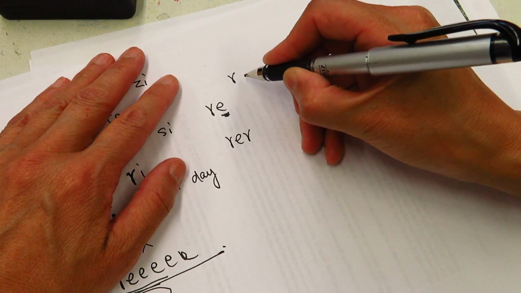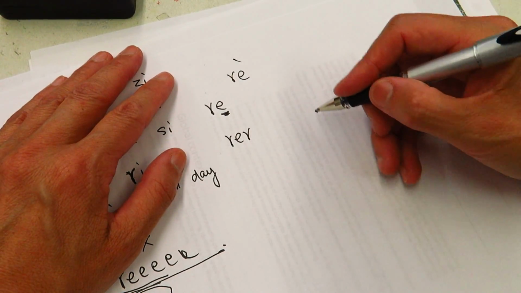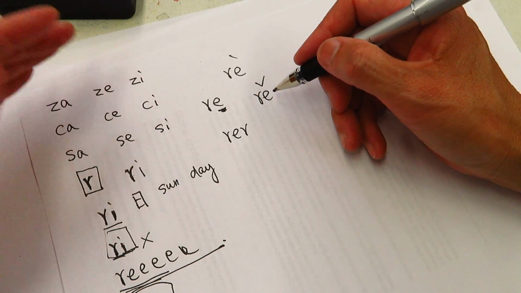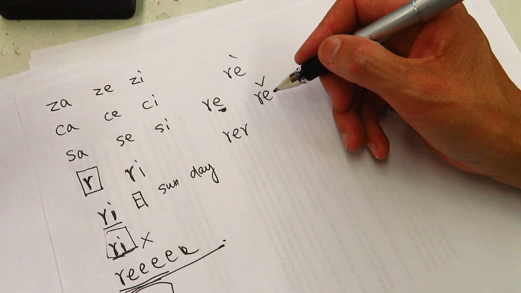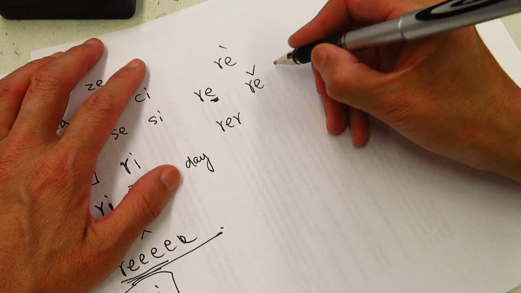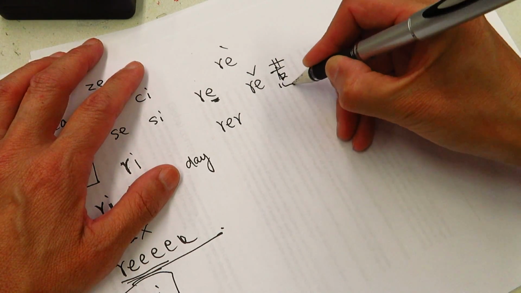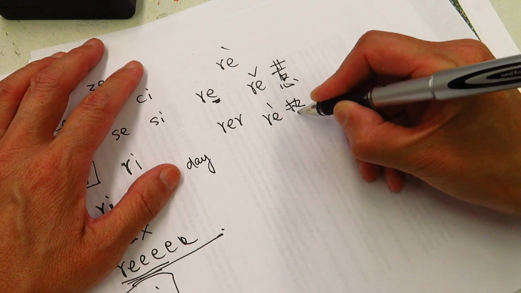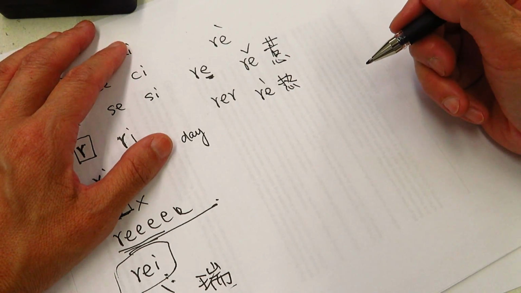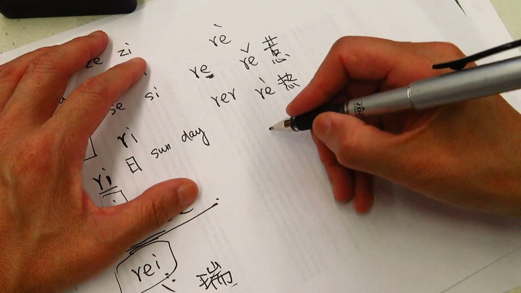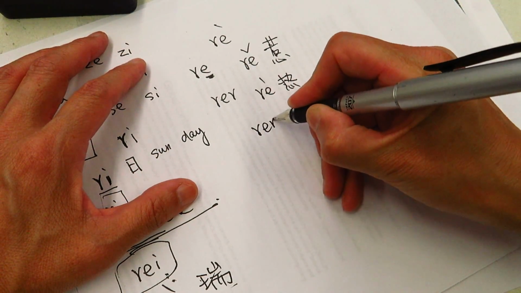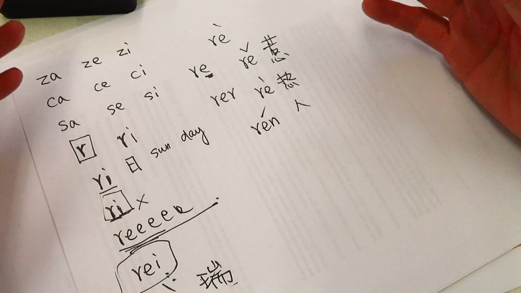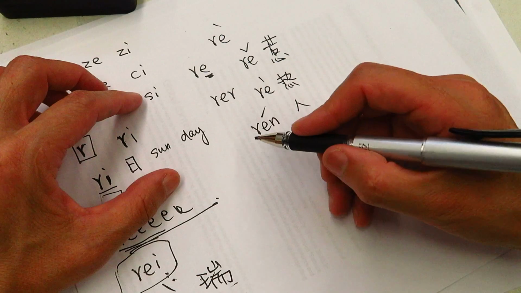This is a sound. 热，天气很热。你别惹，你别惹我。Don't bother me. Don't trigger me. 热，天气很热。It's very hot. And 人, a person, 人, ren.